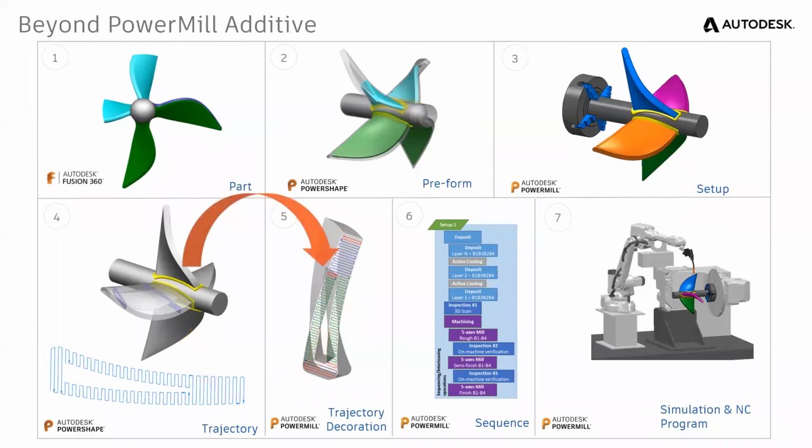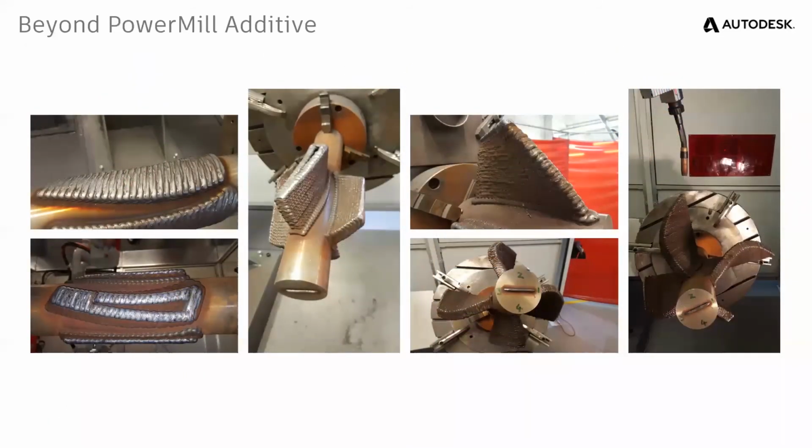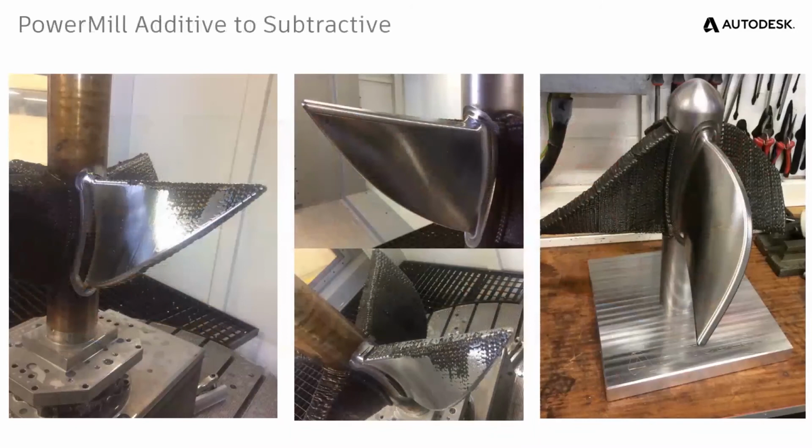The process to be able to do this, though, sometimes has to go back and forth between PowerShape and PowerMill to do the path planning to get the part that you're trying to get. In this case, we were, as Autodesk, doing a technical demonstration of making a propeller for a boat and then doing additive and subtractive technologies on that. The finished part, again, we finished one blade to prove the technology out, as can be seen in this video here.